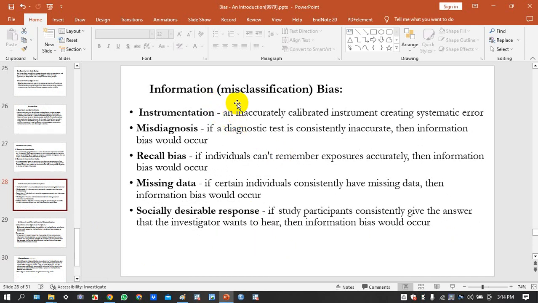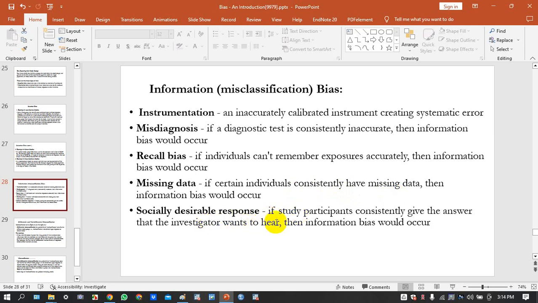So let's define this. Information bias. Information bias arises as a result of inaccurate calibration of instruments, creating systematic error. Misdiagnosis. If the doctors or the nurses working on the team misdiagnose, or if a diagnostic test is consistently inaccurate, the information bias will occur. Recall bias, or remembering. You are not able to remember what happened in the past, what you were exposed to. If individuals can't remember exposures accurately, then information bias will occur. Missing data. If certain individuals consistently have missing data, the information bias will occur.